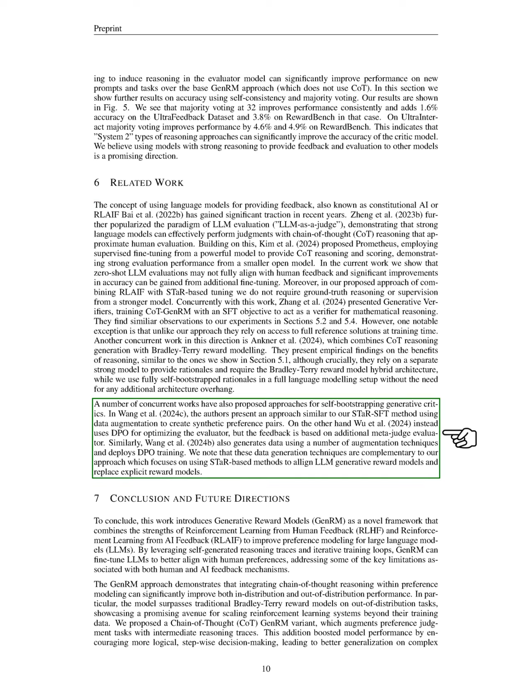Several other studies have also explored self-bootstrapping generative critics. One approach is akin to our STAR SFT method, using data augmentation to create synthetic preference pairs. Another employs a different optimization method for the evaluator, relying on an additional meta-judge. Similarly, some generate data through various augmentation techniques and use a specific training method. We believe these data generation techniques complement our focus on STaR-based methods to align generative reward models without explicit reward models.